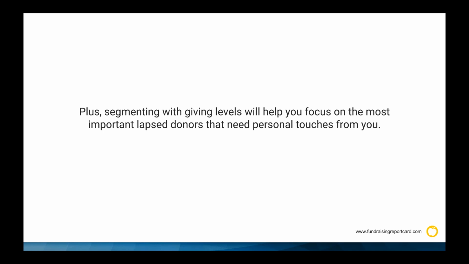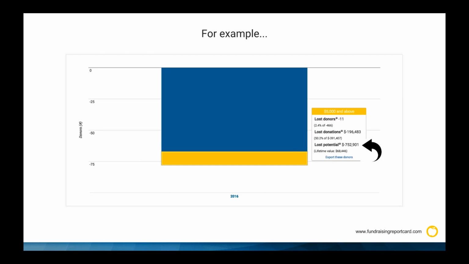But then if we break it down by giving level, and this is why it's so important to not just do one or the other, we can identify who our lapsed major donors or mid-level donors are, donors who are making $700 contributions. They're really important. If they're leaving the organization, they might deserve a personal touch. That's why we go 2 levels deep here, performance metric and giving level.